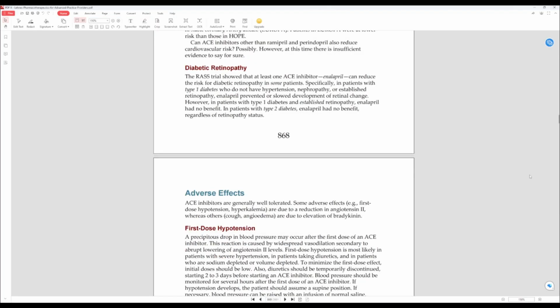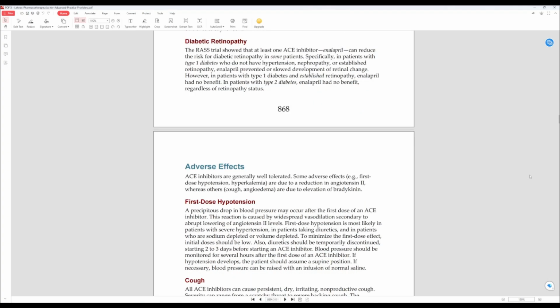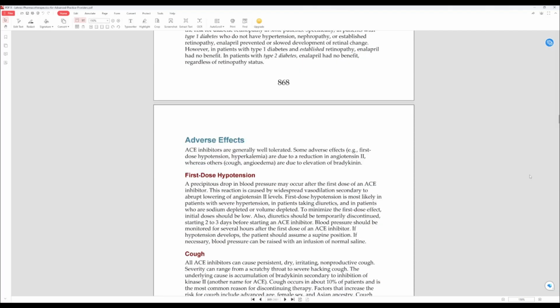Diabetic retinopathy. The RASS trial showed that at least one ACE inhibitor, enalapril, can reduce the risk for diabetic retinopathy in some patients, specifically in patients with type 1 diabetes who do not have high blood pressure, nephropathy, or established retinopathy. Enalapril prevented or slowed the development of retinal changes. However, in patients with type 1 diabetes and an established retinopathy, enalapril had no more benefit. In patients with type 2 diabetes, enalapril had no benefit, regardless of retinopathy status prior to its use.